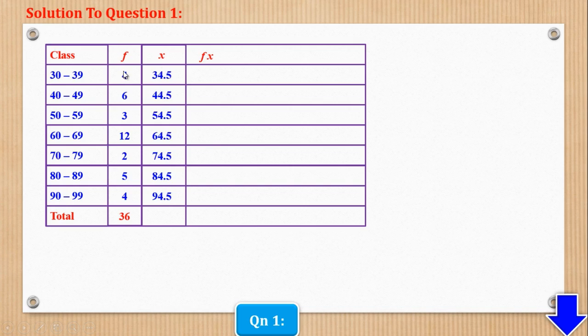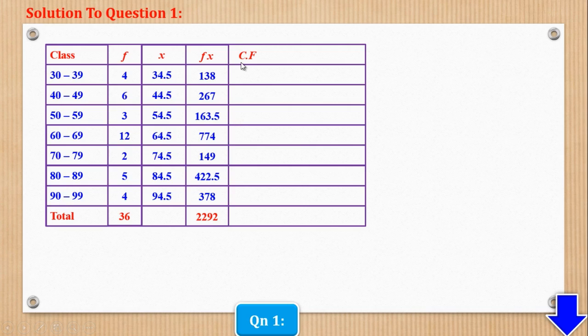Fx is got by multiplying. So 4 by this, I'll come up with 138. Then 6 by this, I'll come up with 267, and 3 by this, I'll come up with 163.5. This by this, I'll come up with 774. 2 by this, I'll come up with 149, and 5 by this, I'll come up with 42.5, and this by this, I'll come up with 378. Now next, I also have to add all these values, and when I add, I'll come up with 2292.